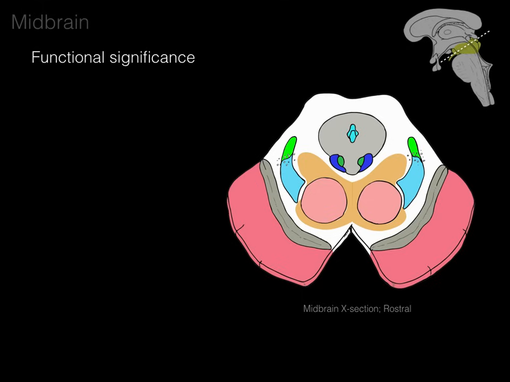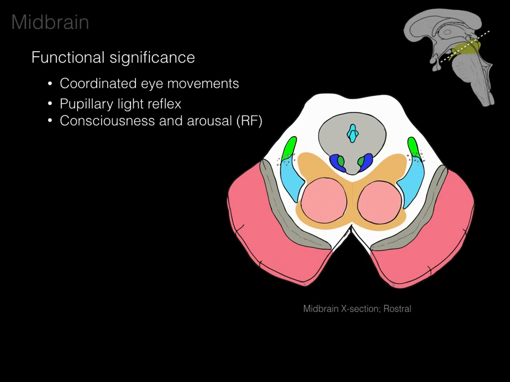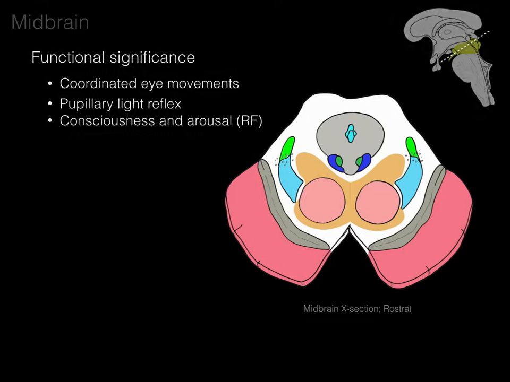Now, the functional significance of the midbrain. Well, this helps with coordination of eye movements. It is one of the relay neurological levels that affects the pupillary light reflex, and it also helps with consciousness and arousal through the reticular formation.